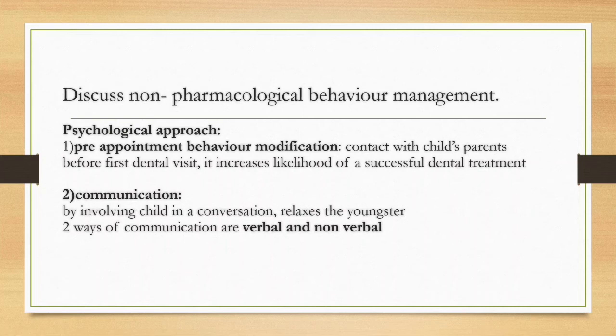The verbal communication should be at the level of the child, that is, effective vocabulary should be used. Communication with children aged 2 to 7 years should be based on animism, like giving life to an inanimate object, which involves giving names to dental instruments, like the handpiece being a whistling Charlie.